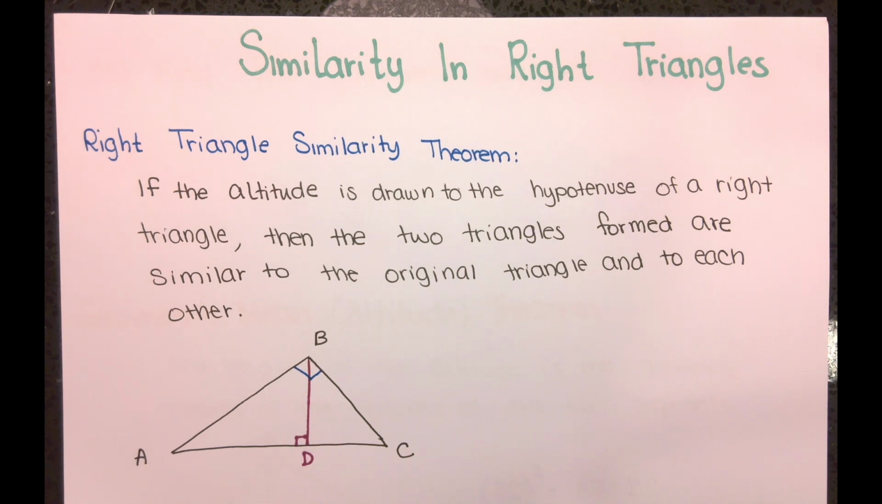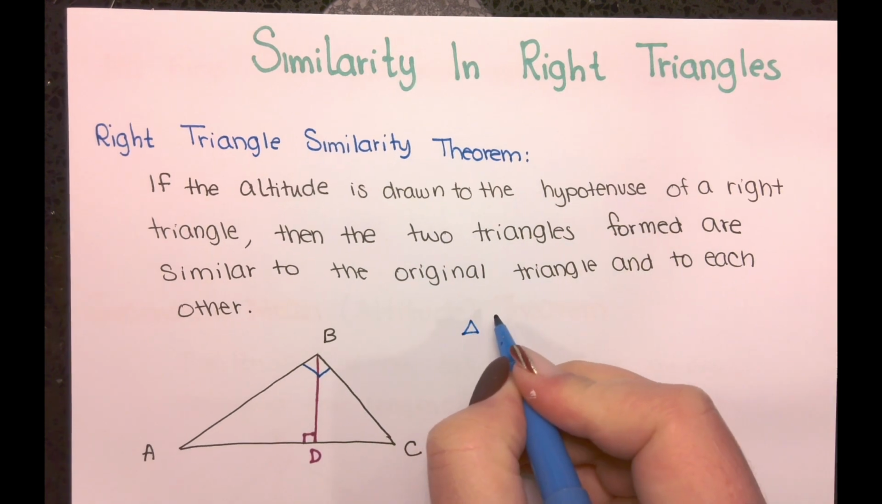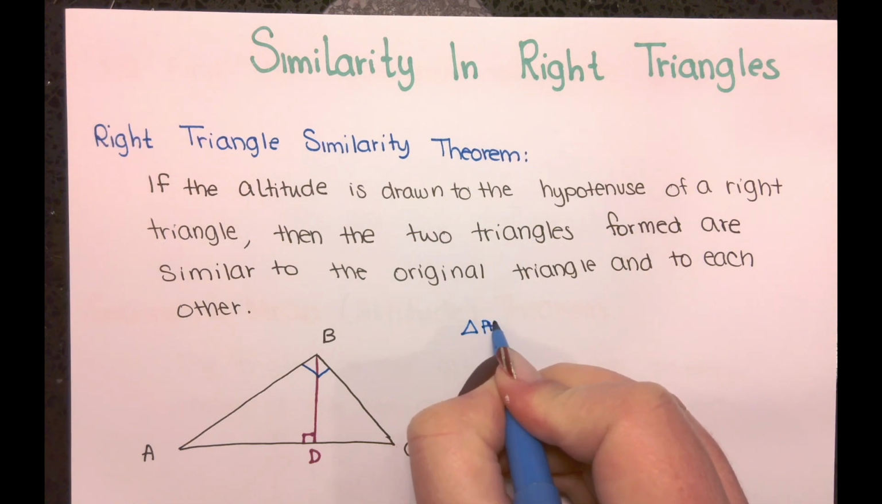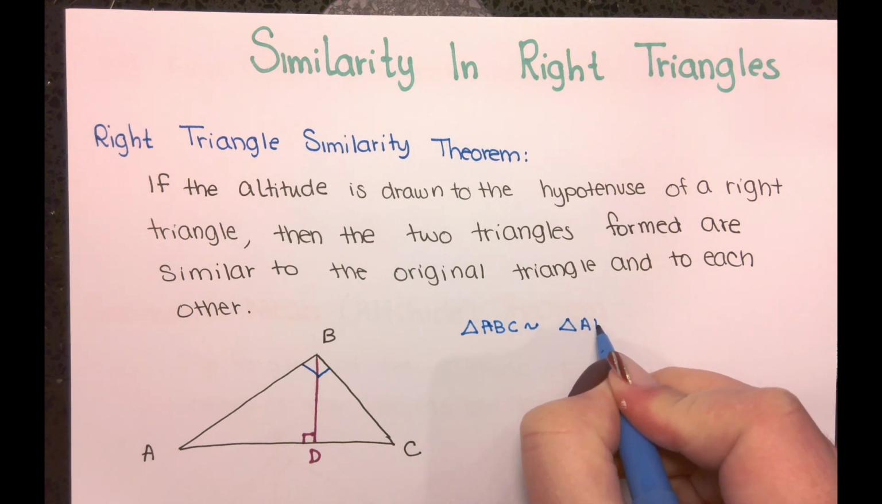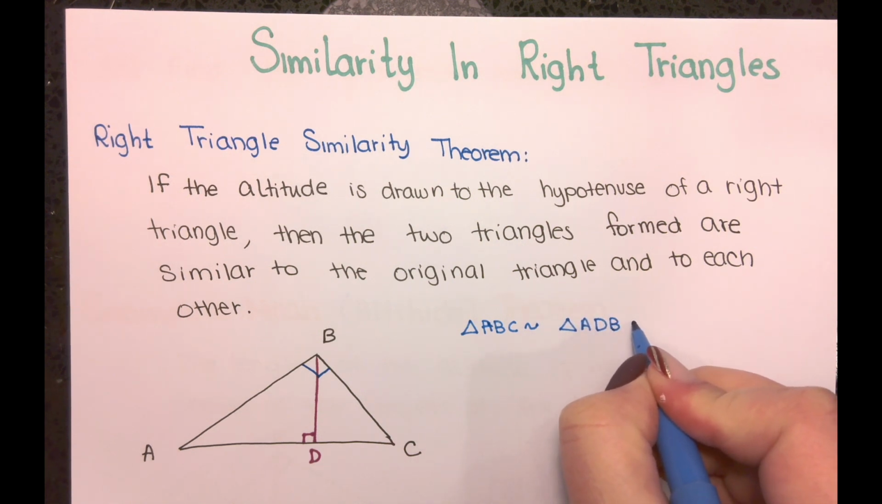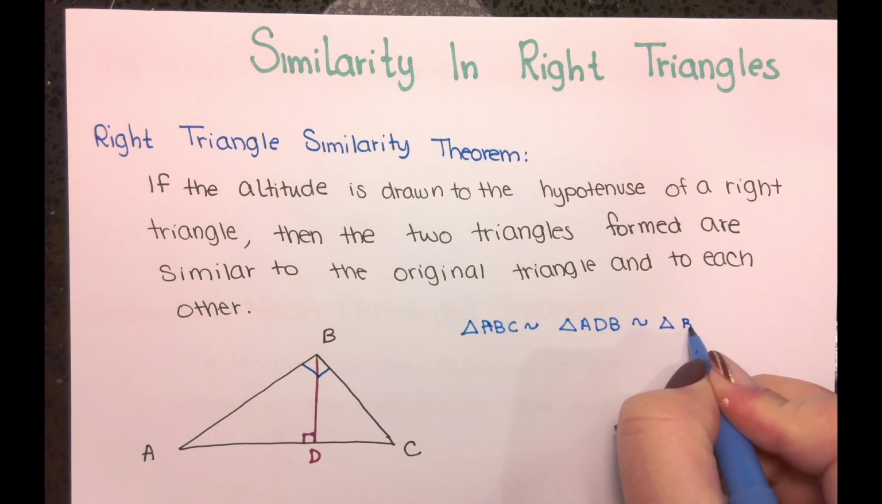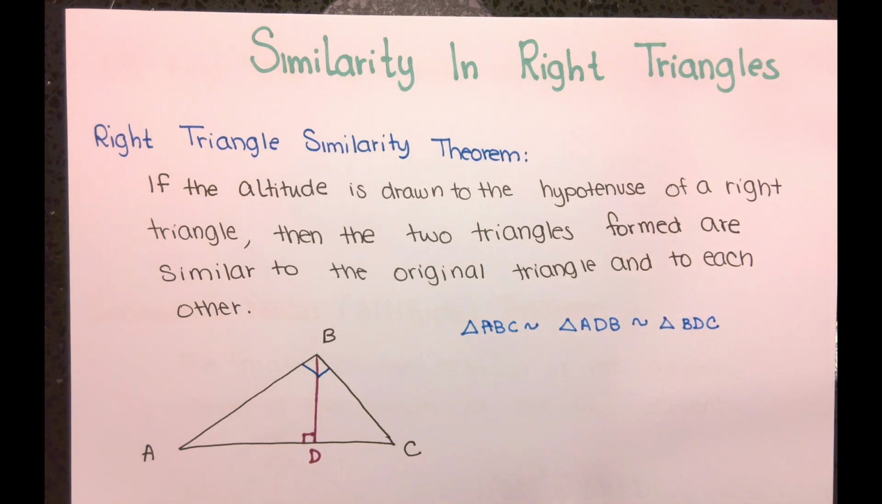So what ends up happening is you start with one triangle, you draw an altitude from the hypotenuse, and you end up having a total of three. One on the left, one on the right, and the original. Now, all three triangles are similar to each other, so we have similarity statements. So, triangle ABC is similar to triangle ADB, which is similar to triangle BDC.